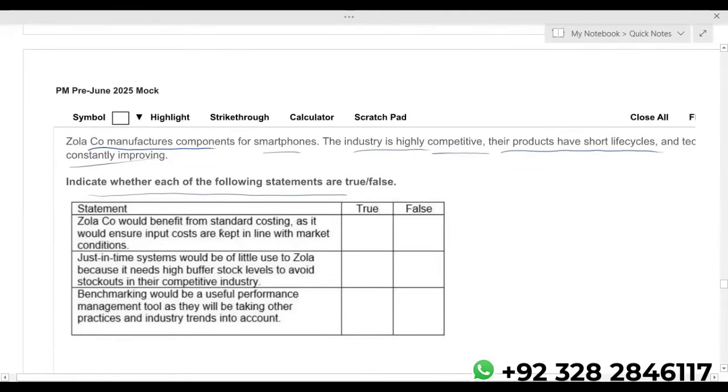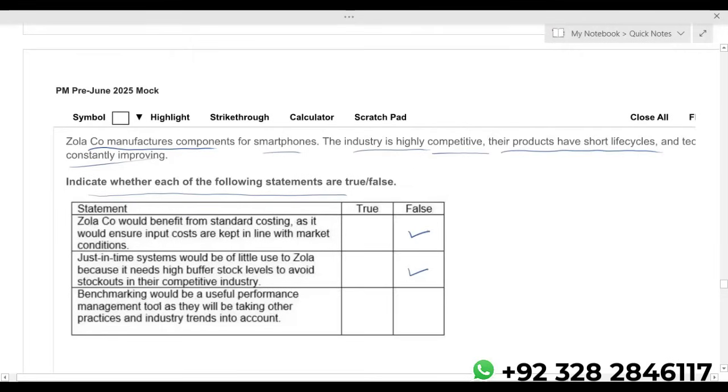Zola company would benefit from standard costing as it would ensure input cost control. False. The industry is highly competitive and you are thinking to use standard costing? Products have a short life cycle. Just-in-time system would be of little use to Zola because it needs high buffer stock. False. In JIT, we don't need high buffer stock.